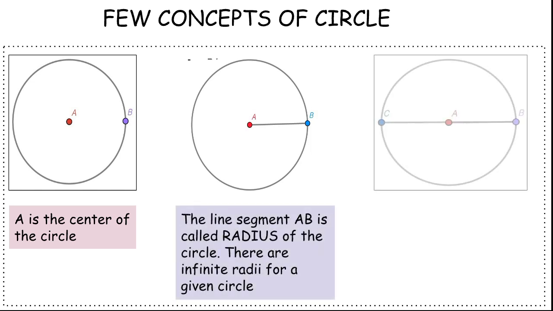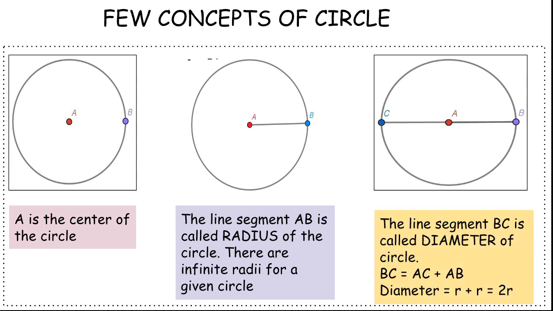And if we take one more point on the other end of the circle, and if we join B and C, then BC is called the diameter of the circle. And clearly here BC can be written as AC plus AB, where AC is one radius and AB is the other radius. So diameter is equal to R plus R, which is equal to 2R. So double the radius is the diameter.